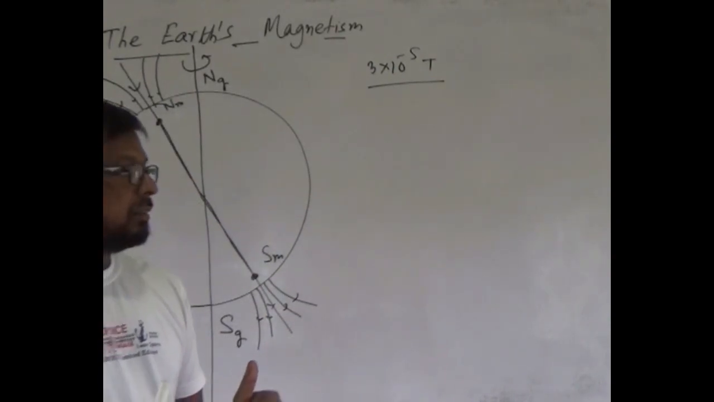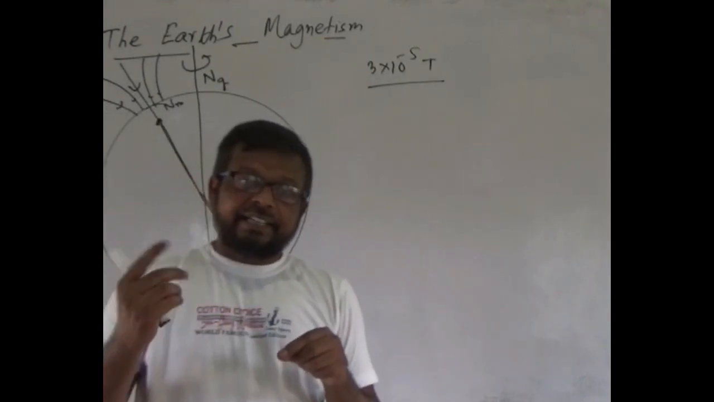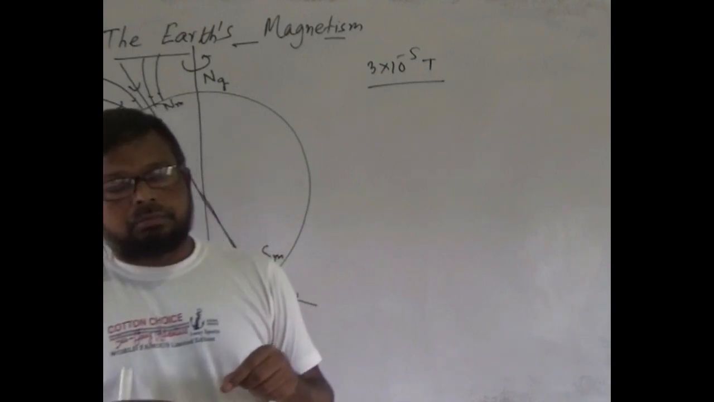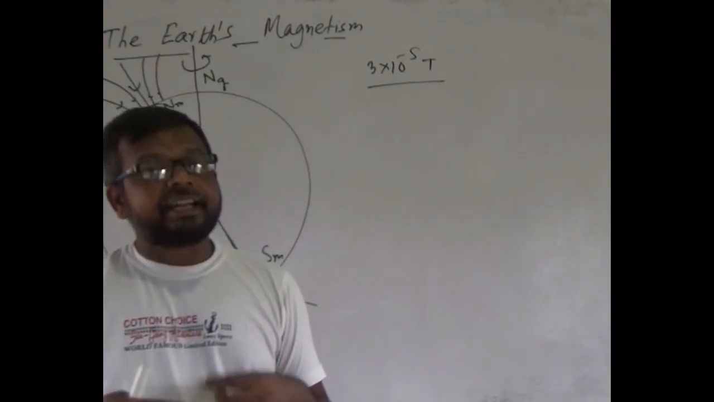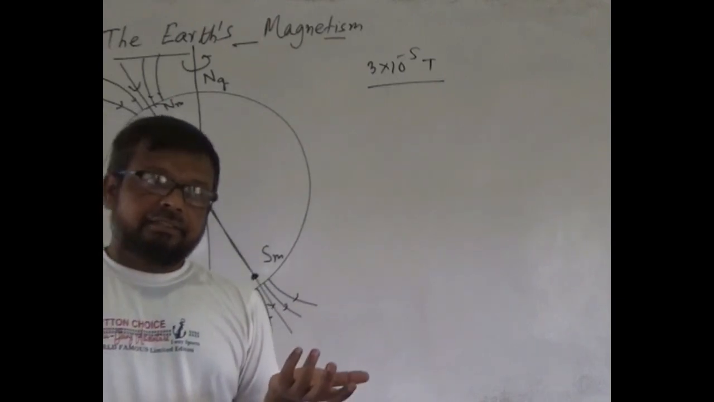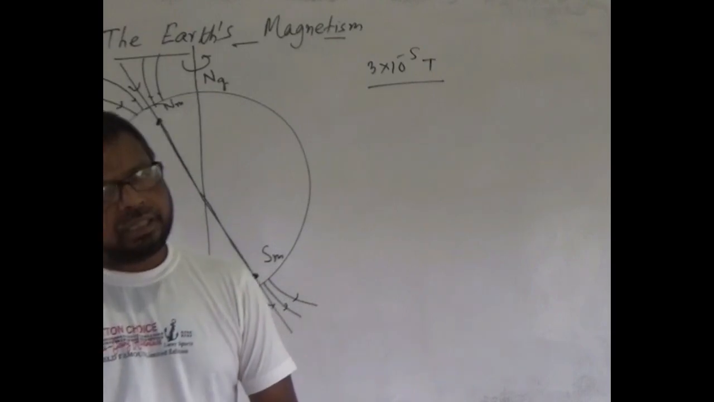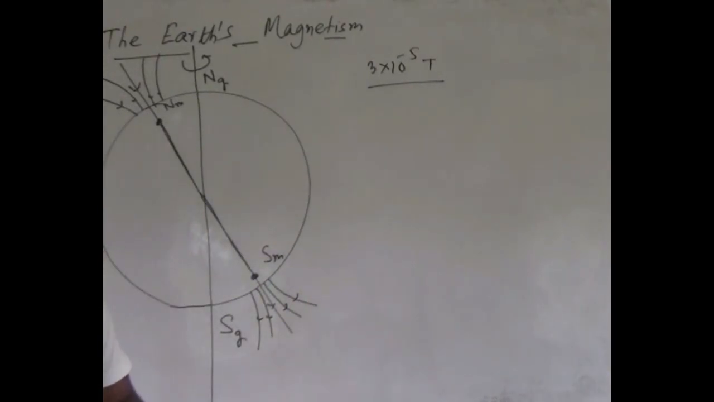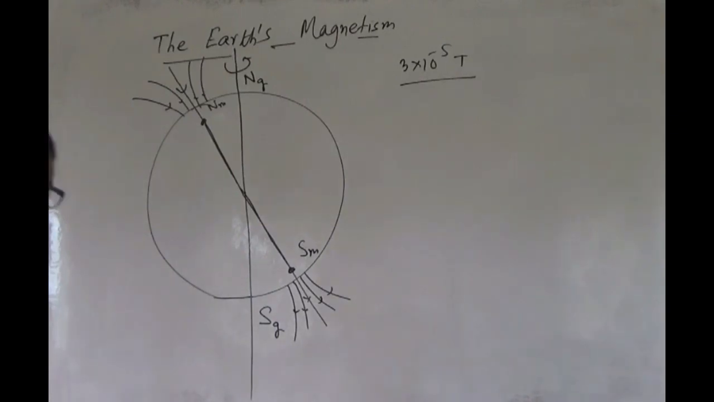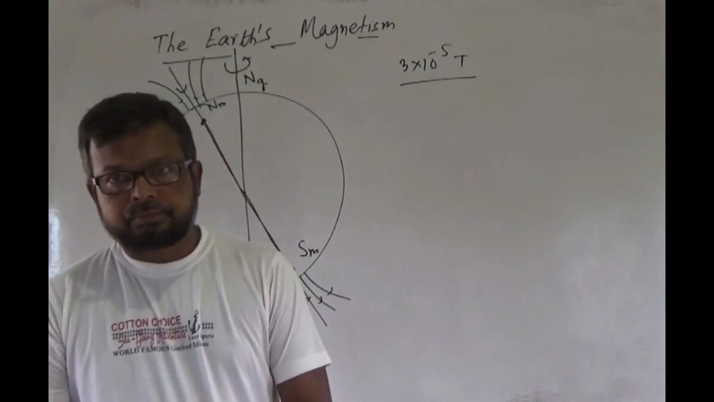That means at this point, at Raghunathpur, at different times of the year, the magnetic field changes, and in different years also it changes. And there are many reasons for the change of the magnetic field. Cause of this Earth's magnetism: what is the cause of the Earth's magnetism?